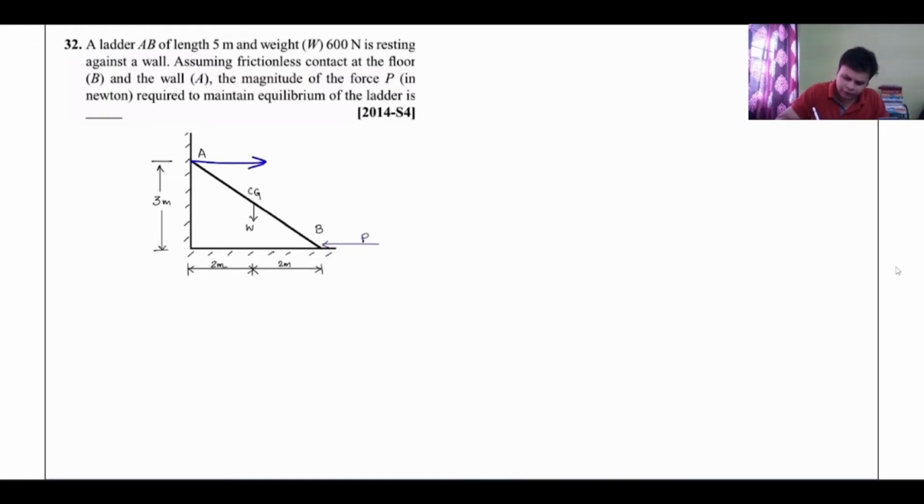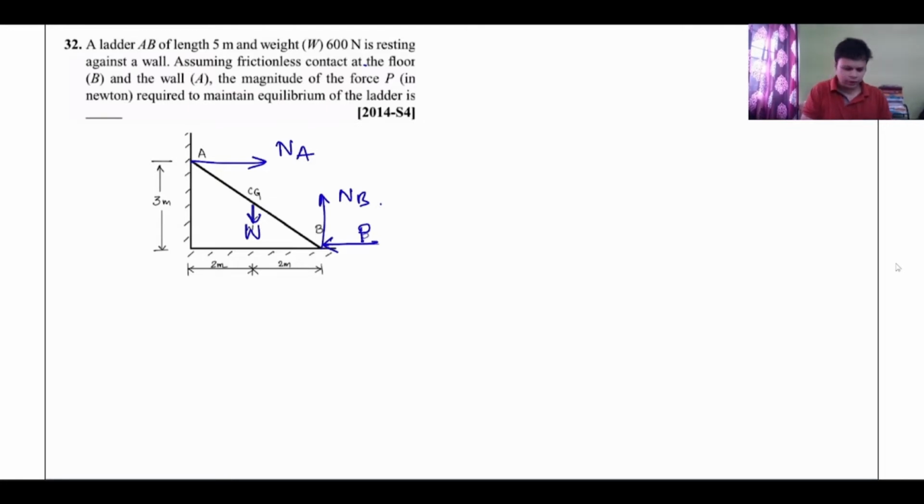So let me say this is NA. Let me say this is NB. Is there friction? It is frictionless contact at the floor and the wall. So friction is not there, right? And then you have the weight W, right? Any other force, the force P. So simple. These are all four forces, right? Actually, I should draw the forces separately and find out, but I'm not doing it right now.